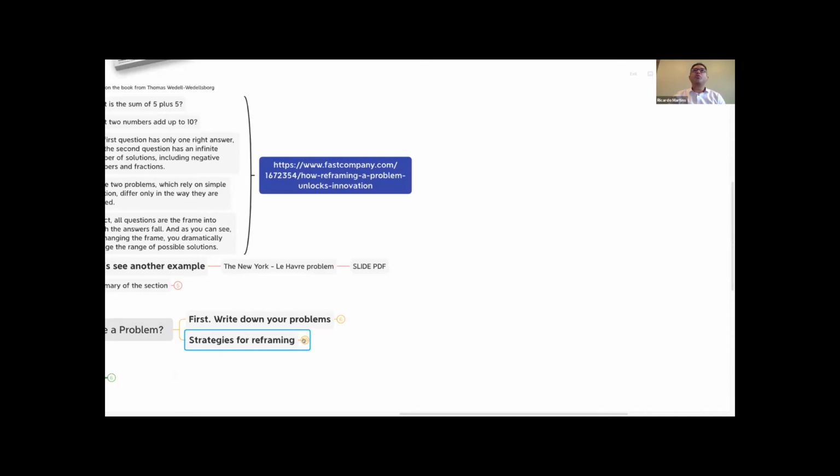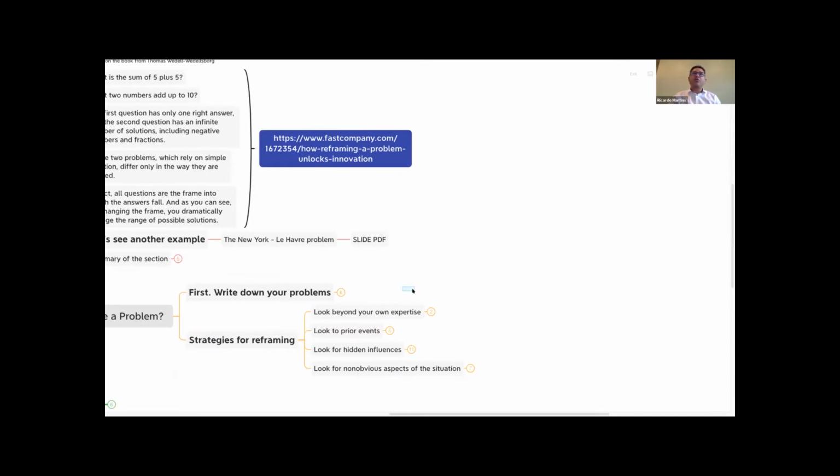And how can we reframe it? I'm going to talk about 4 different strategies to reframe problems. The first one is look beyond your own expertise. The second is look to prior events. The third one is look for hidden influence. And the last one, look for non-obvious aspects of the situation.